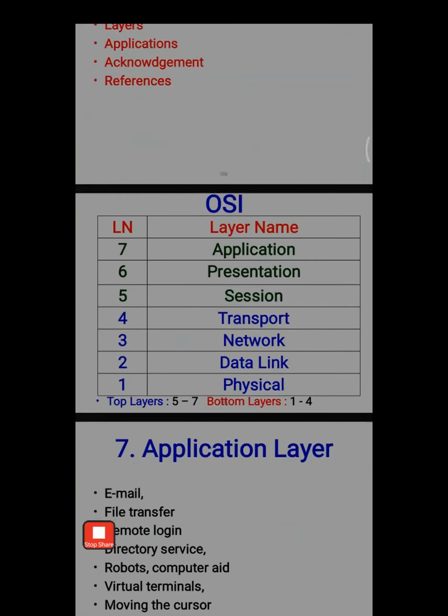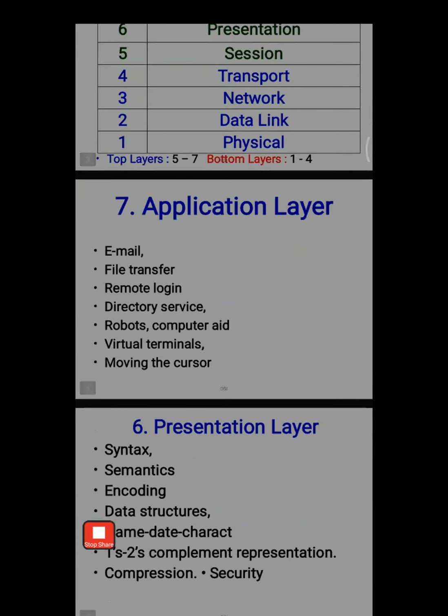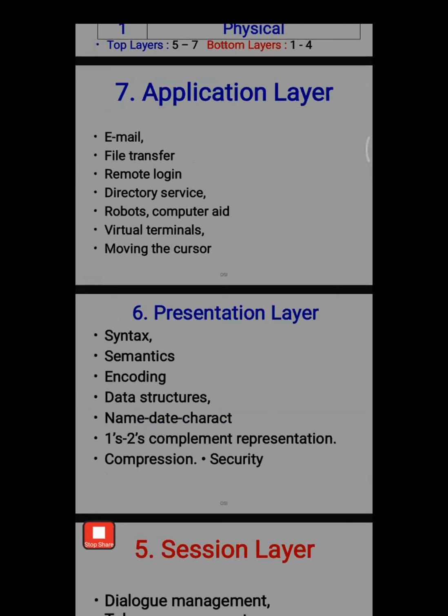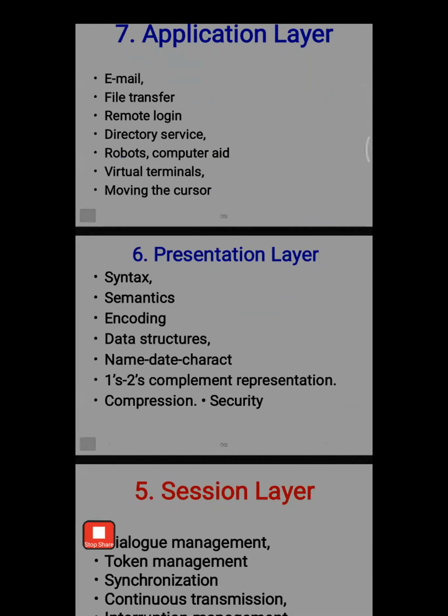Okay, so OSI has 7 layers. The seventh layer is application, the sixth layer is presentation, then session, transport, network, data link, and the first layer is physical. Now, the seventh layer has email, file transfer, remote login, directory service, virtual terminal, moving the cursor. The sixth layer is the presentation layer, which has semantics, encoding, data structures, name, date, character, 1's and 2's complement representations, and security.